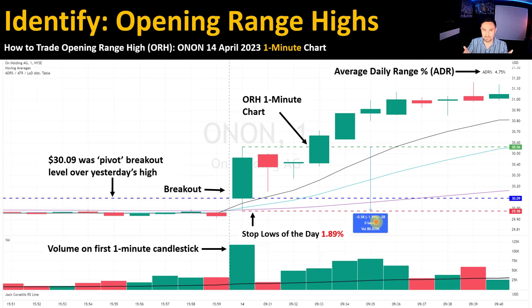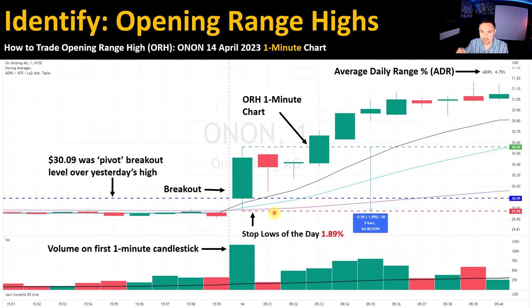So the average daily range percentage for ONON, which is the ticker, over the last 20 days is about 4.75%. It's a little bit different because I took this screenshot about 2 weeks later. But either way, let's imagine it's 4.75%. So if your initial stop is 1.89%, is it less than the average daily percentage move of the stock over the last 20 days? Yes. So we're staying in check. That is good to see. So the entry is here, the stop is here, you're on track. You're in check.